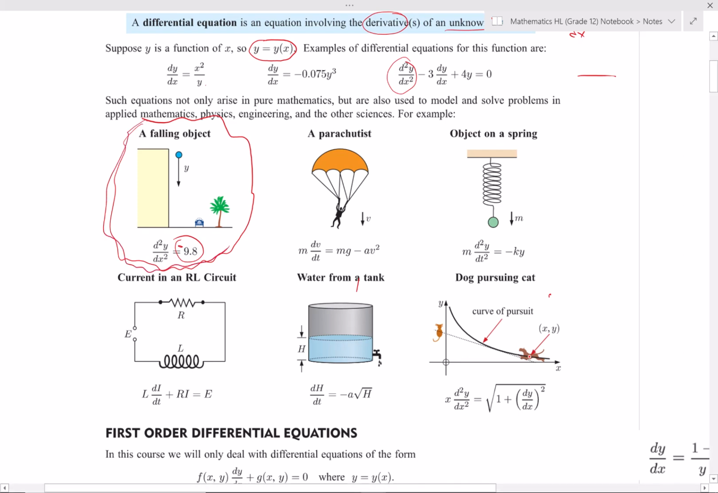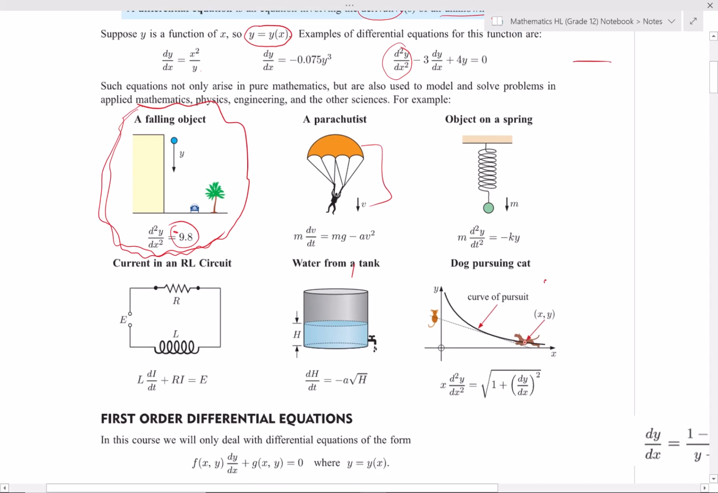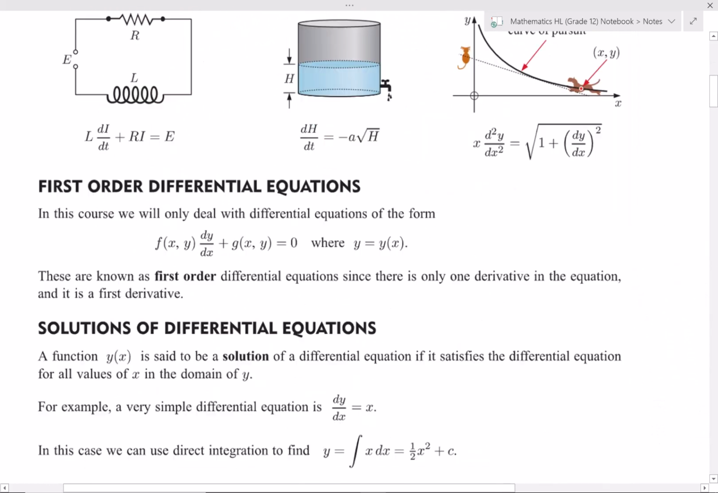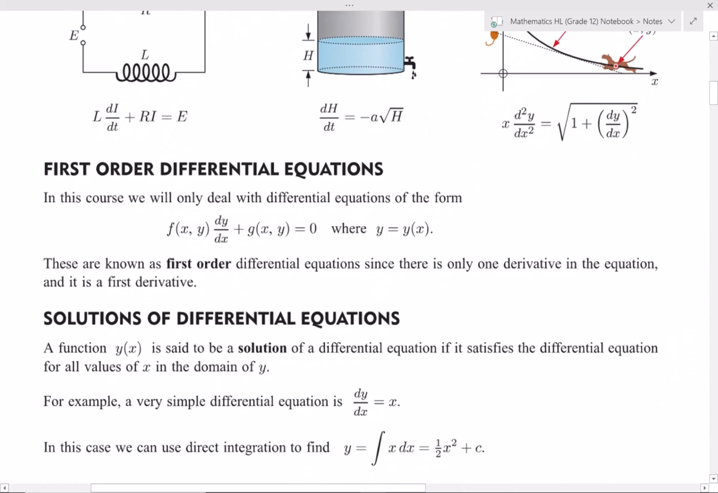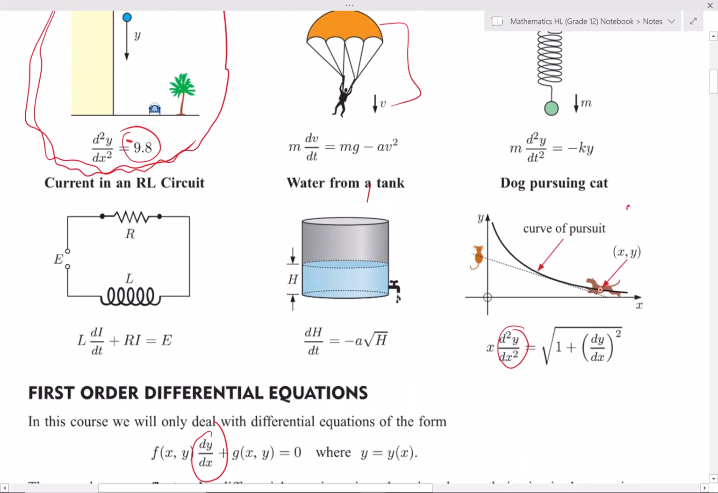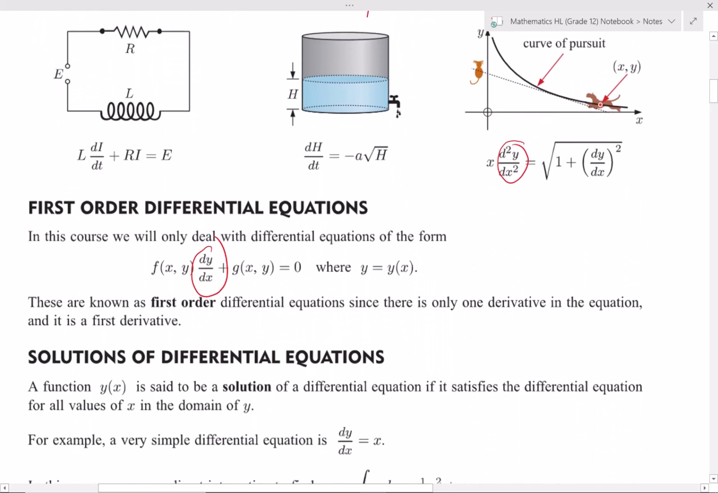Then there are more complicated differential equations that relate to, well, what if I now have a parachute and I'm falling down, or springs and circuits, and a dog chasing a cat. In this course, we're only going to study first order differential equations. All that means is you're only going to see a first derivative. So you're not going to see things like this where there's a second derivative, which gets more complicated. Even though we know how to solve the simple ones, the more difficult ones are more complicated. So in this class, only first order, only first derivatives.